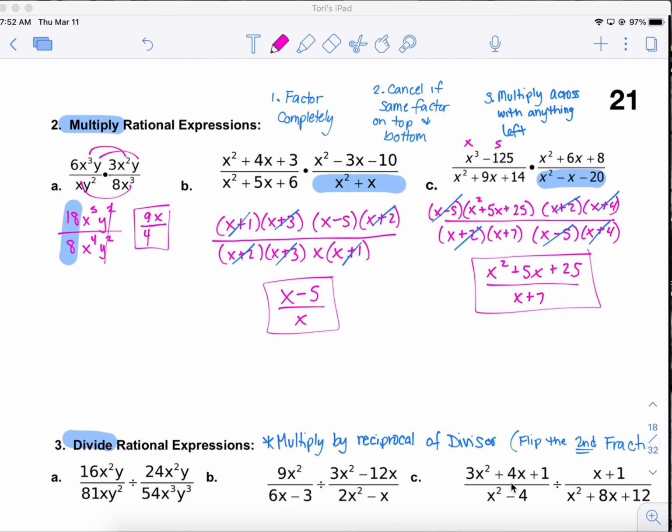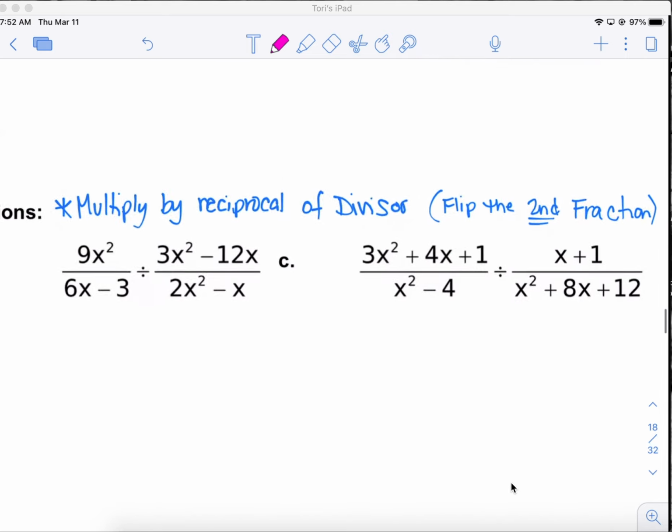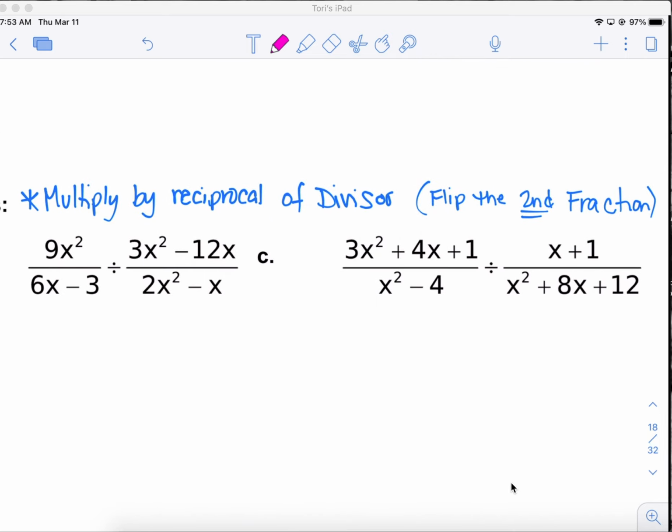We are going to build on that with division. So division, I'm not doing anything different. It's the exact same steps. The only issue is you have to make sure that you switch division to a multiplication problem by multiplying by the reciprocal of the divisor. That's a whole bunch of math language that really just means flip the second fraction, okay?